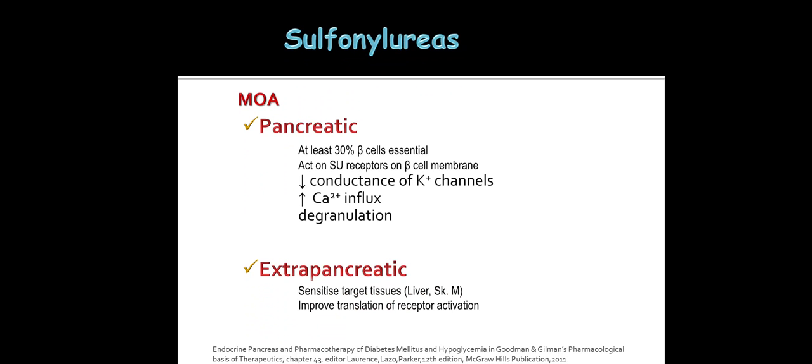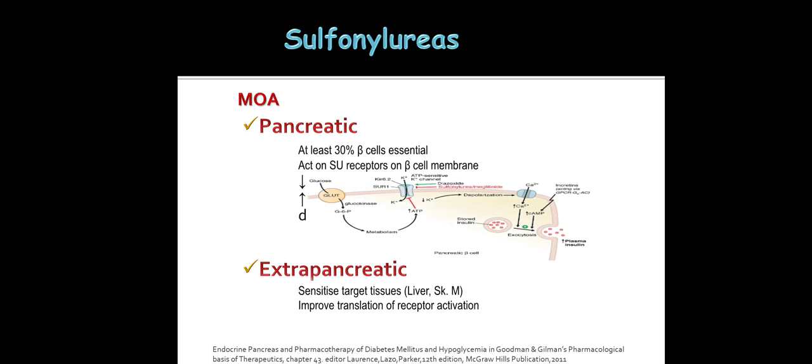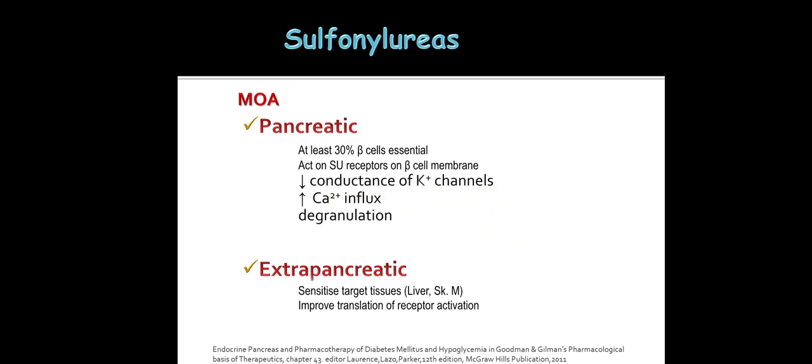So the mode of action is pancreatic as well as extrapancreatic. In the pancreatic action, at least 30% of the beta cells are essential for these sulfonylureas to act. They act on the sulfonylurea receptors on the beta cell membranes, decrease the conductance of potassium channels, and increase calcium influx. So they act on the ATP sensitive potassium channels. In the extrapancreatic action, they sensitize target tissues like liver and skeletal muscles, and improve translation of receptor activation.